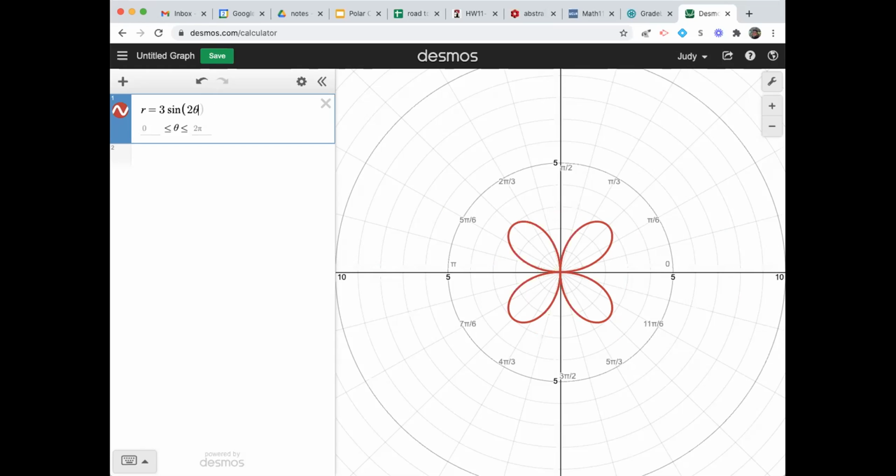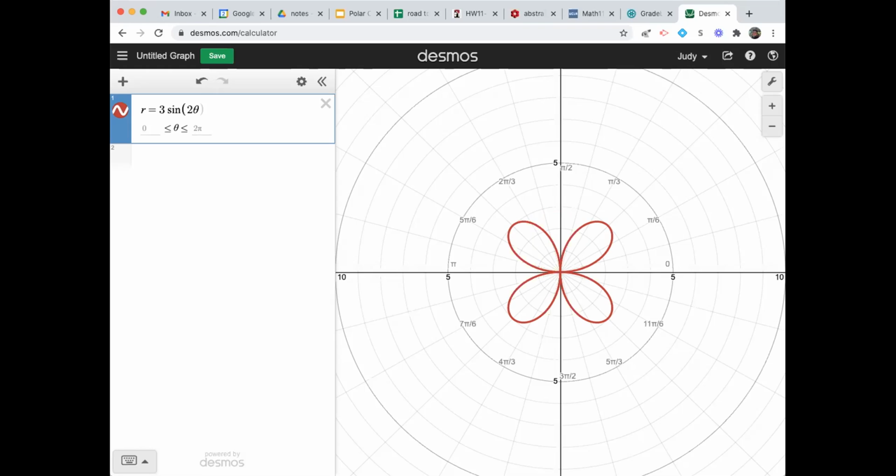All right, so let's take a look at this graph. All right, so we've got this 3 sine of 2 theta. All right, now there's a number in front of the theta, so we know that it's not just going to be a circle, right? So if I didn't have the 2, it would be the circle, right? That's what we learned a couple sections ago. But as soon as I have the 2 in here, it's not a circle anymore, right? And we start to get these flower-like shapes that give you different petals, okay?